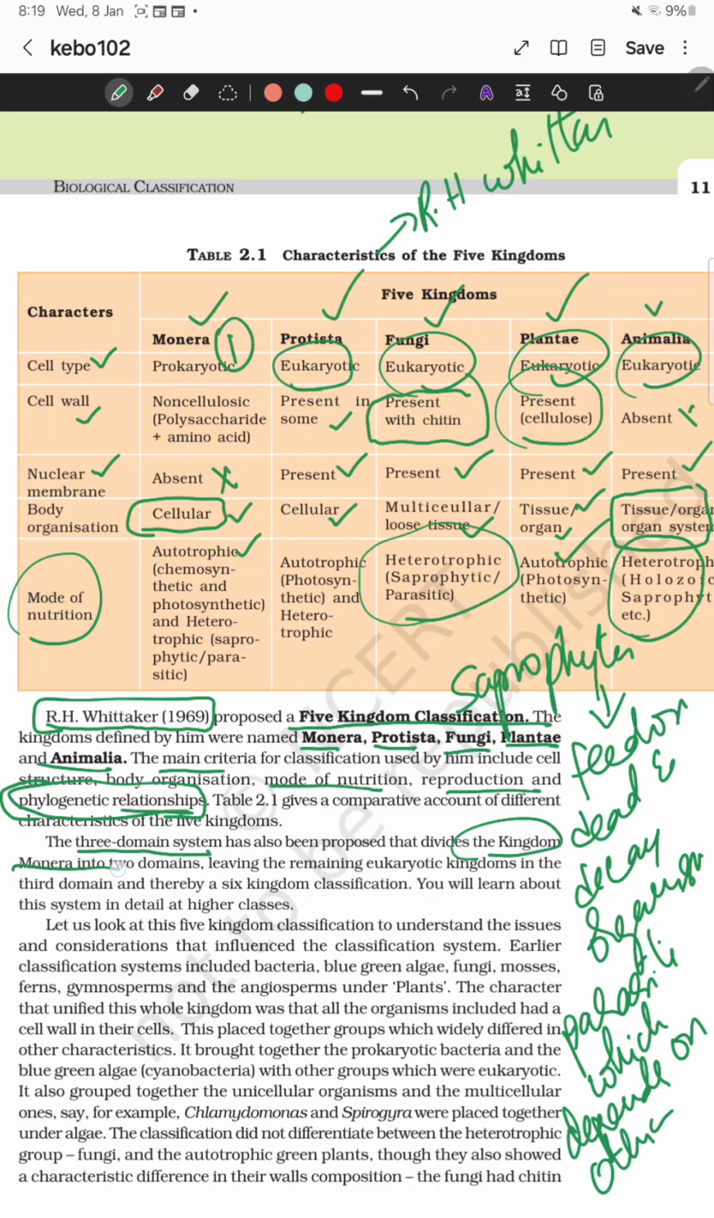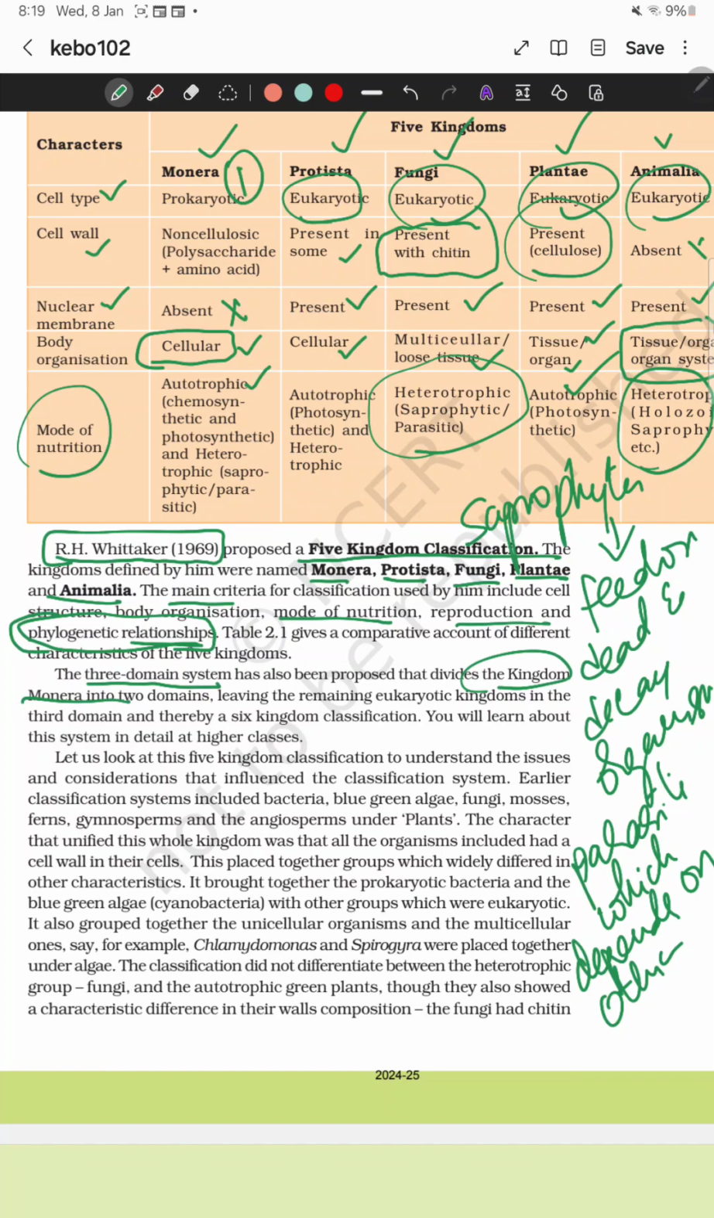It comes under the Monera, which means here you can see that the classification system includes bacteria, blue-green algae, fungi, mosses, ferns and gymnosperms. Angiosperms come under plants. The characters unified this, which means they are made up of a cell wall, and all these come under plants, and they placed together the prokaryotic bacteria and blue-green algae with others which include eukaryotic cells. Some of the examples are Chlamydomonas and Spirogyra kept under the algae.